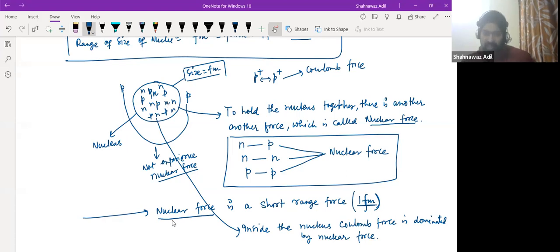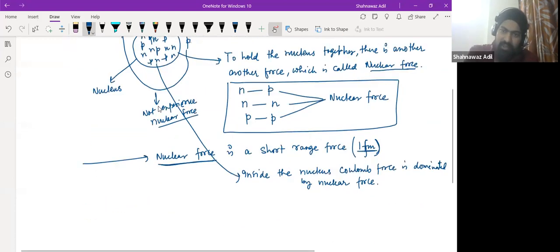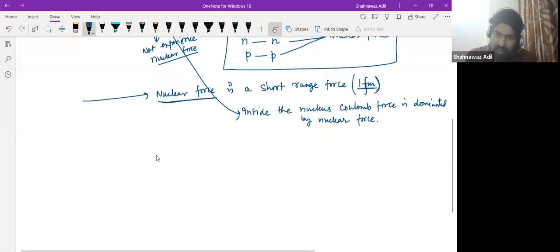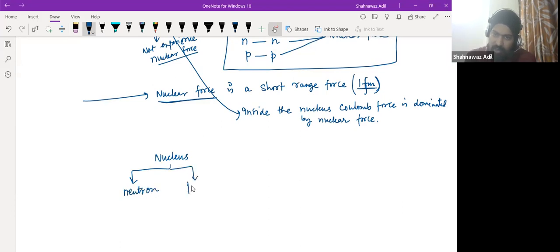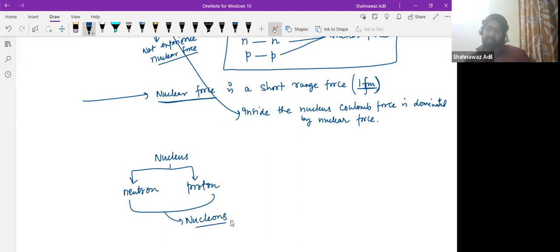So that is why these nuclear forces are very important. Inside this nucleus, the nucleus is made up of two particles, right? One is the neutron, and the other one is the proton. Together they are called nucleons. So these are the things about this nucleus, right?